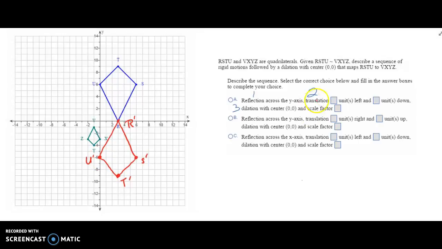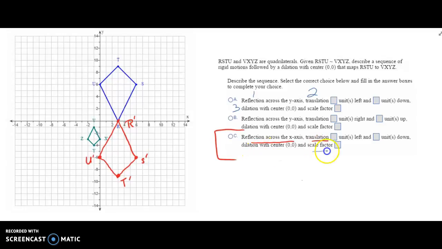Okay, now my next step is to translate it. And you notice that I went across the x-axis, so I only have this one to deal with. So I reflected across the x-axis. That was the first thing I had done. Now I'm going to translate it at some point, but I don't know how much to translate. So now I have to work backwards.